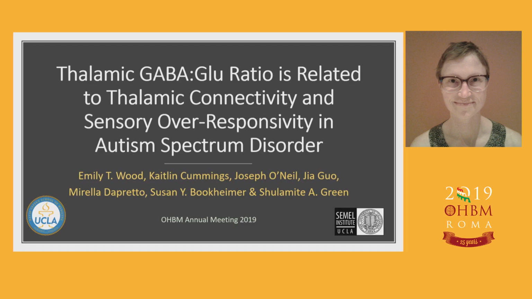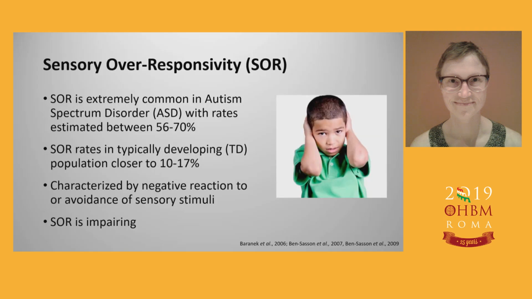Sensory overresponsivity, or SOR, is extremely common in autism, with rates as high as 70%, and it's also seen in typically developing youth, but at lower rates, maybe as high as 17%. And at rates somewhere in between, we have kids that have ADHD, other anxiety disorders, and a history of trauma or early life stress.